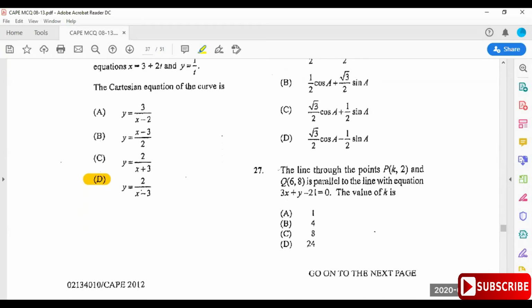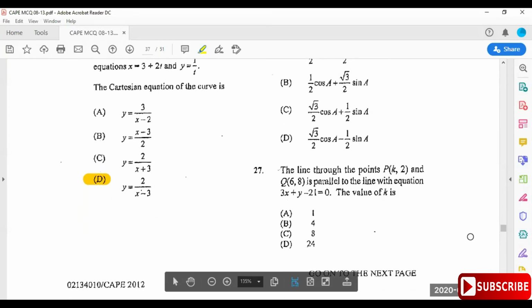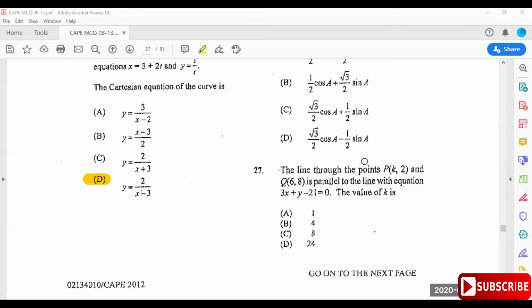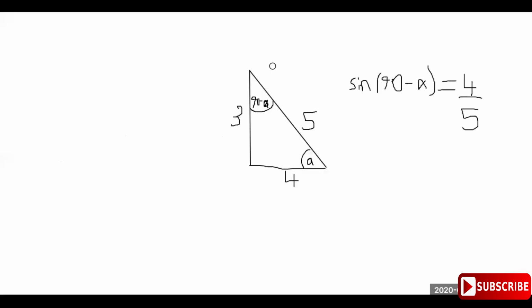Now 27. The line through the points P and Q, where P has coordinates (k, 2) and Q has coordinates (6, 8), is parallel to the line with equation 3x plus y minus 21 is equal to 0. If two lines are parallel, then they have the same gradient. So let's sketch it on a graph, as it's always good to sketch what they're talking about.